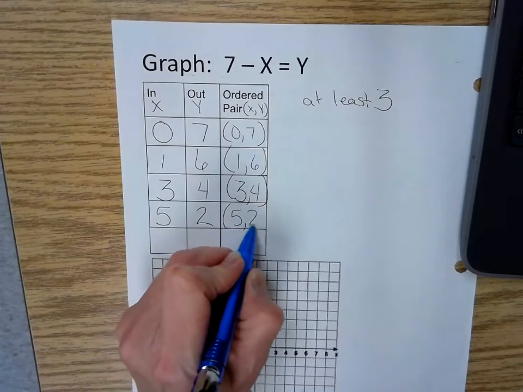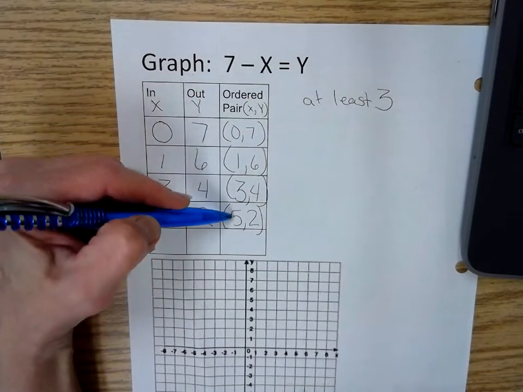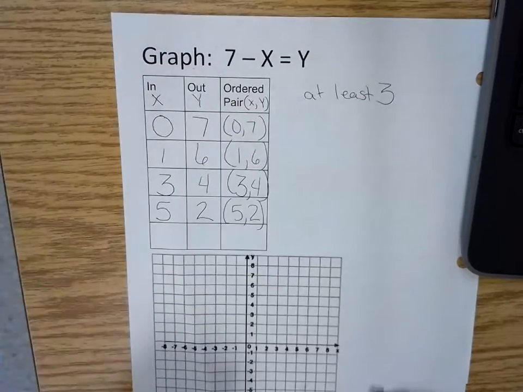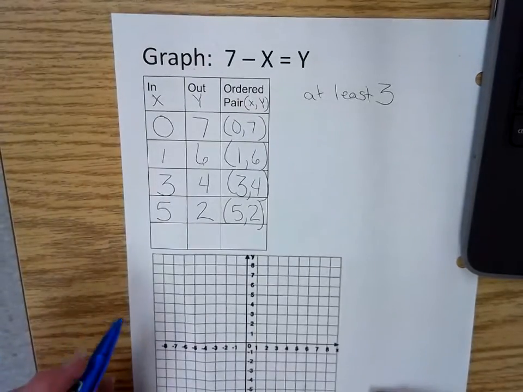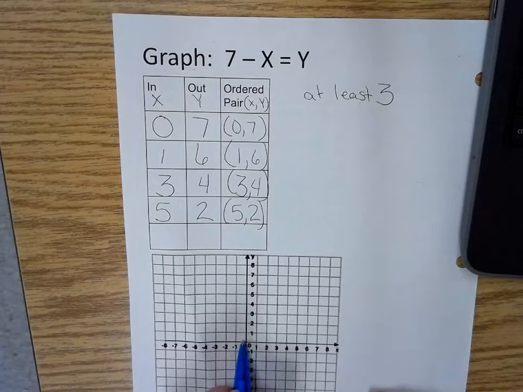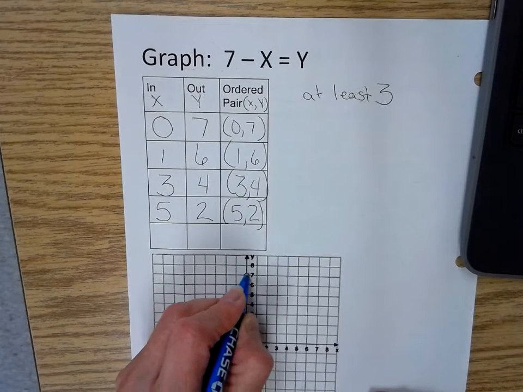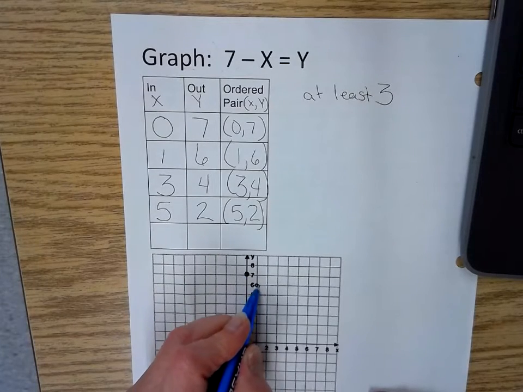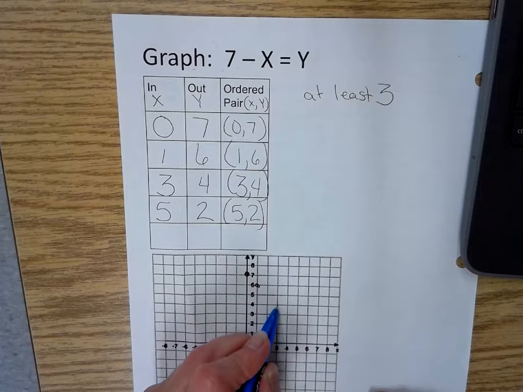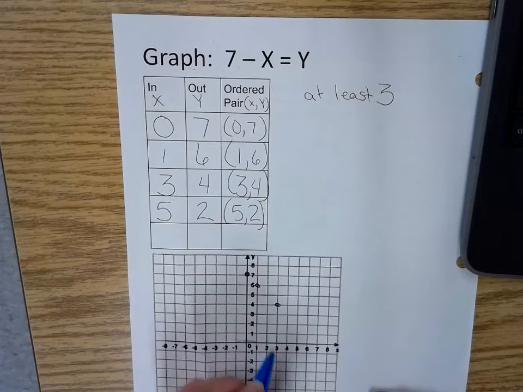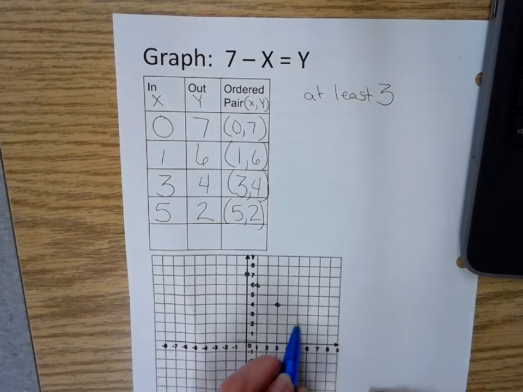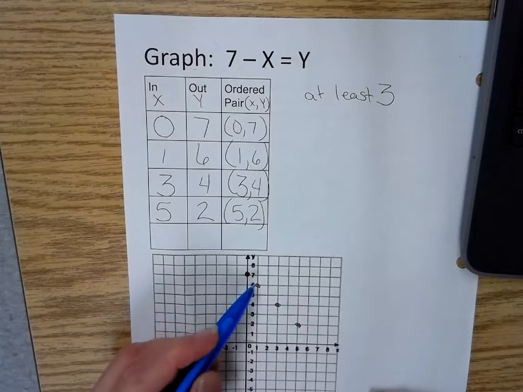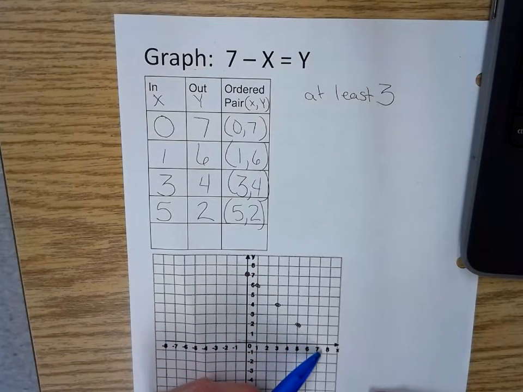5, 2. So now I'm going to just put these ordered pairs on my graph. 0, 7. Don't get tricked. You don't go left or right. You stay on the 0 and up 7. 1, 6. 3, 4. 5, 2.